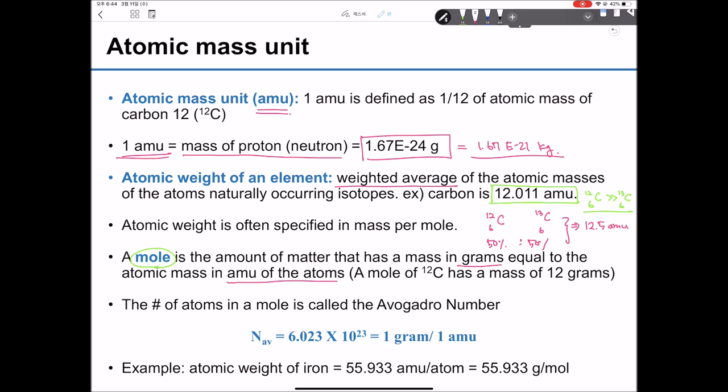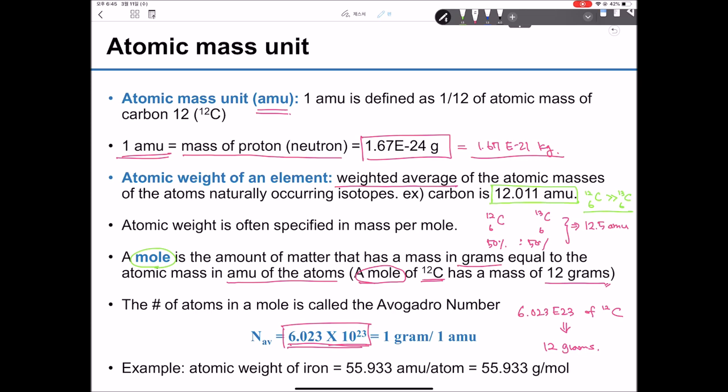Right? So a mole of carbon-12, with mass number of 12, has a mass of 12 grams, right? So a mole is a value, and in one mole there are this many atoms, and this is Avogadro's number, a very famous one. This number equals 1 gram over 1 amu. So this number of carbon-12 atoms will equal 12 grams. This is exactly what they are talking about.